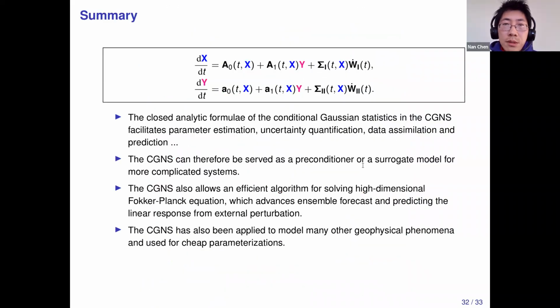Okay, to summarize, we propose this conditional Gaussian framework, and we want to apply that to different topics, which show that it can be used as a preconditioner or a surrogate model. And there are also a lot of other applications which I don't have time to show. In fact, one thing I want to mention is it can be applied to solve the high-dimensional Fokker-Planck equation. So this model can be used to do ensemble forecasts and try to predict linear response in high-dimensional systems. And also it can be applied directly to many other geophysical phenomena.